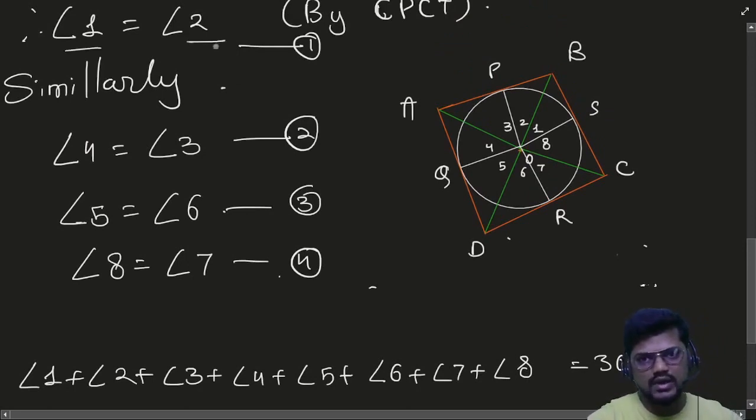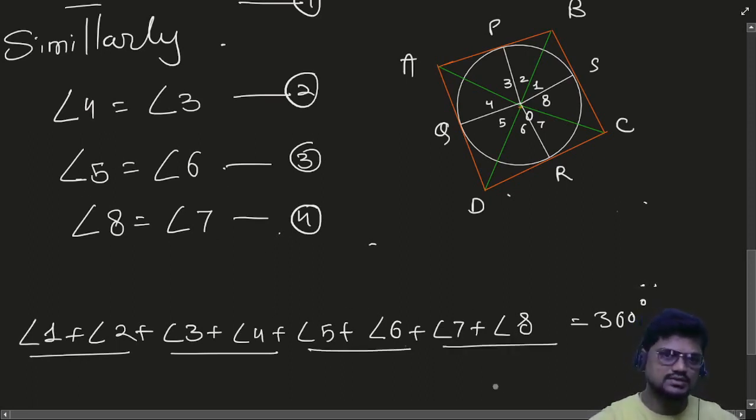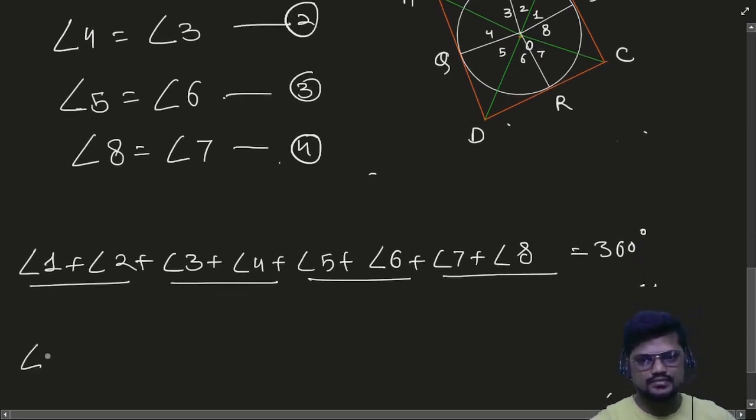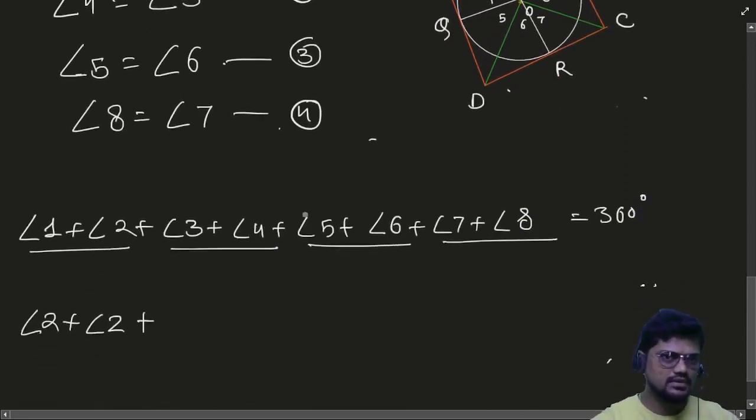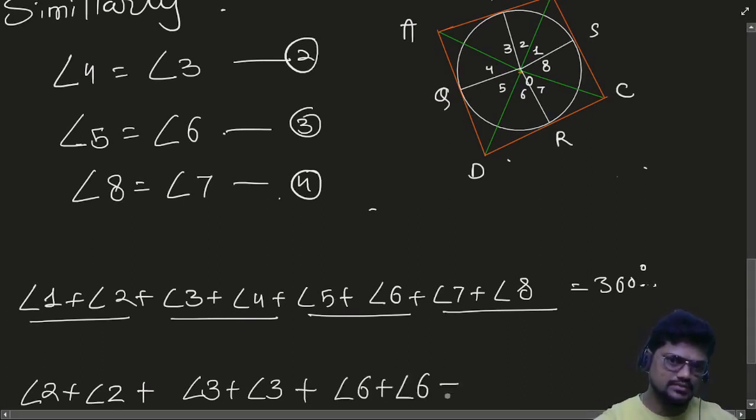Now angle 1 is equal to angle 2. Angle 3 is equal to angle 4. Angle 5 is equal to angle 6 and angle 8 is equal to angle 7. So can I say, instead of angle 1 plus angle 2, if I write angle 2 only, because they both are same, as per the earlier result? After that, angle 3 plus angle 4, if I write both of them as angle 3 only, then angle 5 plus angle 6, if I write both of them as angle 6 only, and angle 7 plus angle 8, if I write both of them as angle 7 only, this will be equal to 360 again.